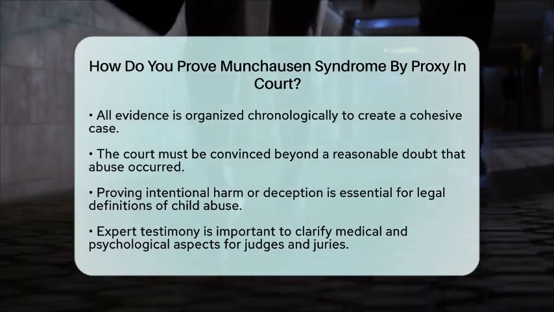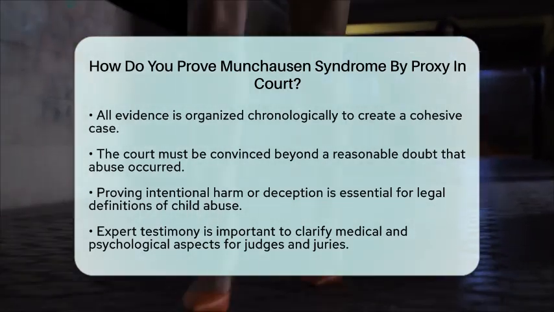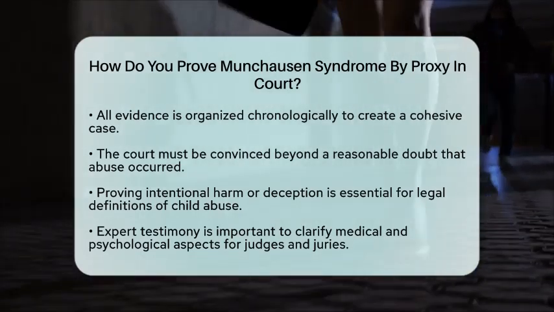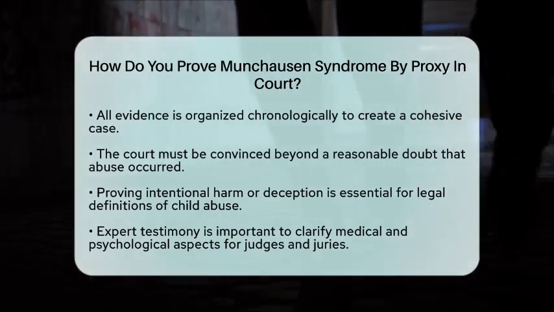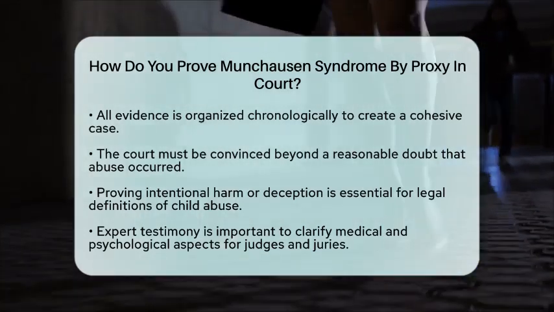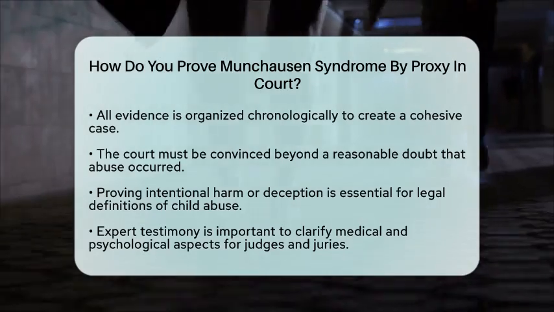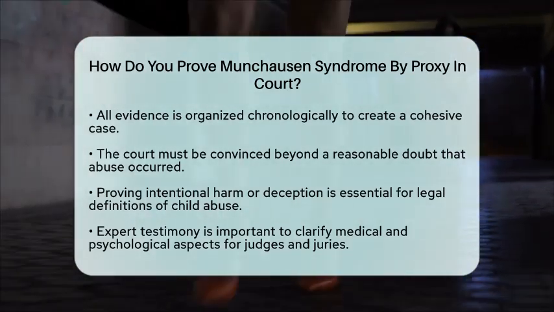In summary, proving Munchausen syndrome by proxy in court requires a detailed investigation. It combines medical expertise, psychological evaluation, forensic analysis, and legal scrutiny. By demonstrating clear evidence of intentional harm or deception, the legal system aims to protect the child and ensure justice is served.